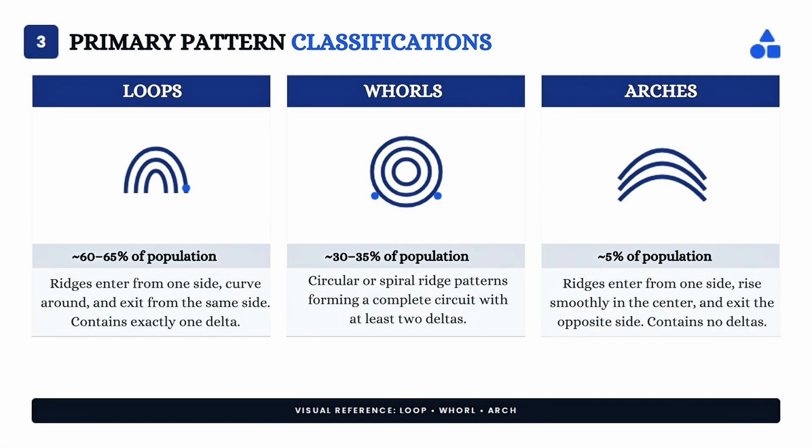Fingerprints are categorized into three pattern groups: loop, whorl, and arches, in which loop consists of about 60 to 65% of the human population, whorl consists of 30 to 35% of the human population, and arches are the rarest pattern, which is only about 0 to 5% of the human population.